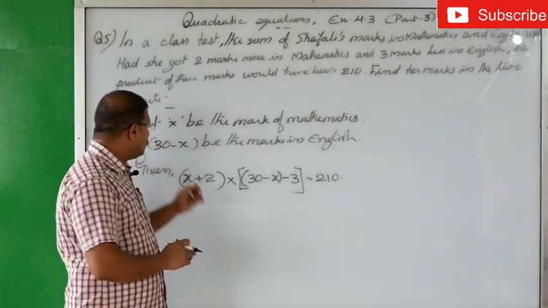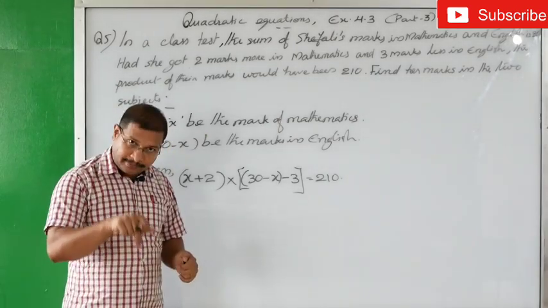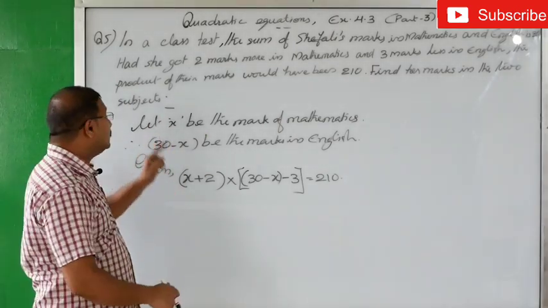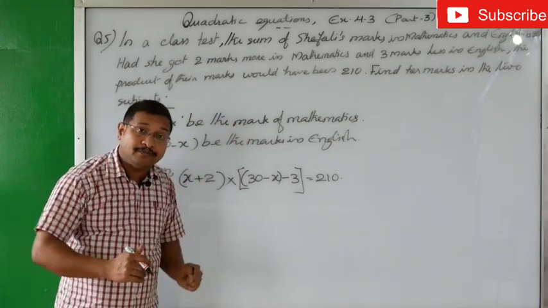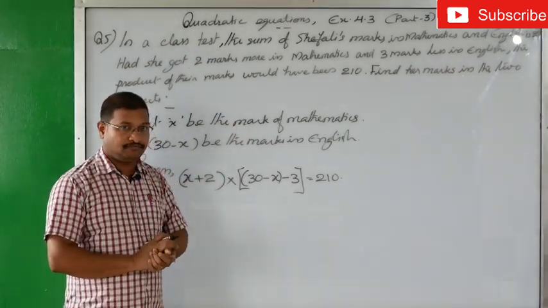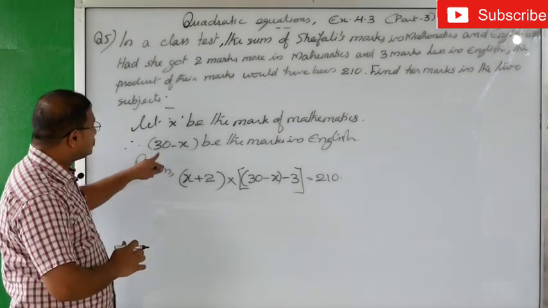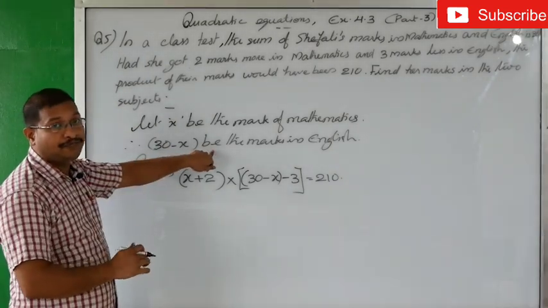Let x be the mark of mathematics. Therefore, English will be 30 minus x, because it is given that the sum of the marks of mathematics and English is 30. That means we'll write 30 minus x as the mark of English.